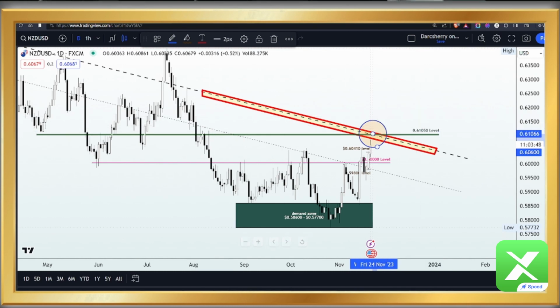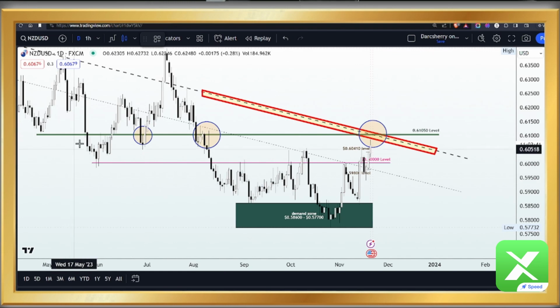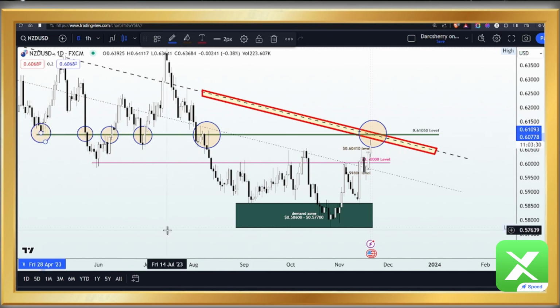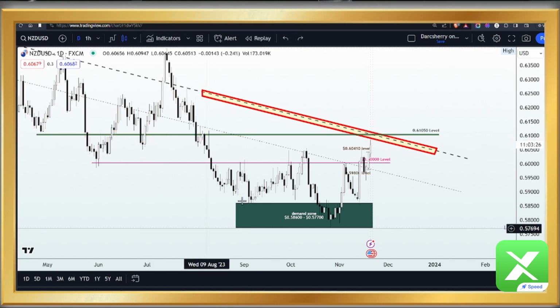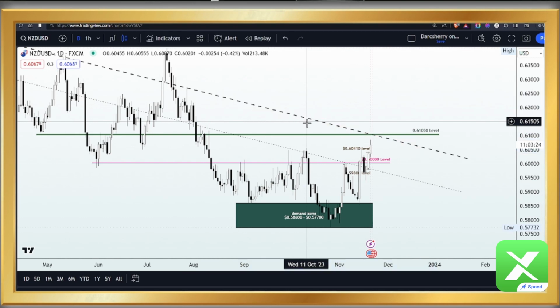Now, if we go to the past as well, you can see how the level had played a major role in determining the direction of price action, as you will see right here. And of course, as far back as May, and then as far back as April, you saw how that level played a major role. So if price will break out of this level today, we want to be adding more buy positions to our existing trade.